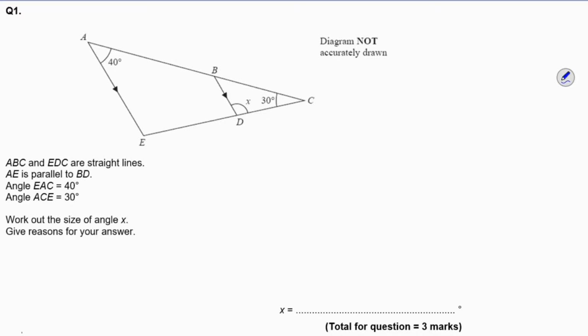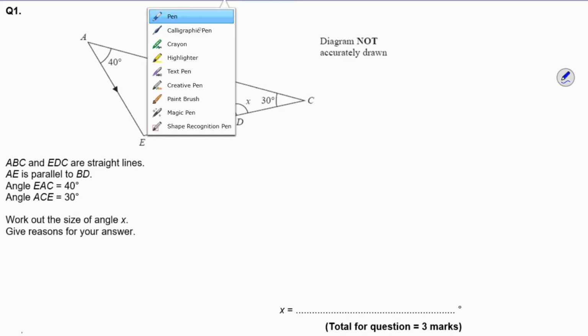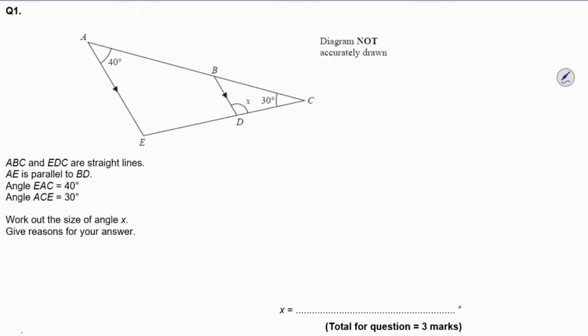In this question, we are told that ABC and EDC are straight lines. AE is parallel to BD. So this is very important for us. And angle ESE is 40 degrees and angle SEE is 30 degrees. Work out the size of angle X.